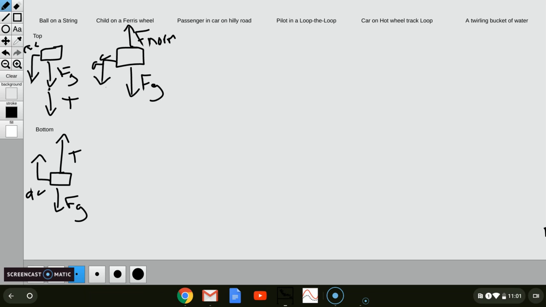So the force of gravity will be greater than the normal force. Okay. If it wasn't, if the normal force was equal to the force of gravity, the child would move in a straight line, not in a circle.